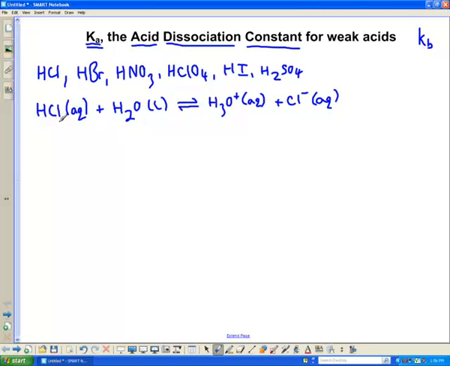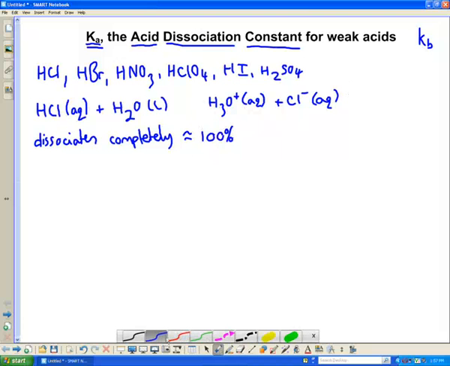Now, this HCl is such a strong acid that it essentially dissociates. What do you think the next word's going to be? Well, the word is going to be completely. Maybe not exactly completely, but close enough. Essentially, 100%. So if we were to think about this in terms of an equilibrium, then the equilibrium position would be way over here. So much so that this is not really considered an equilibrium at all. This is essentially a one-way reaction.